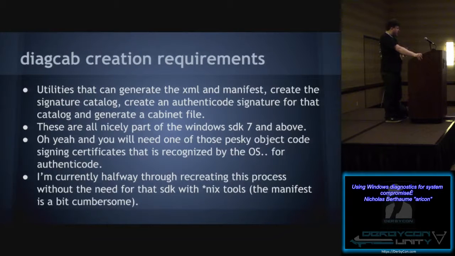You need something to generate the XML, to create the manifest, the code signing manifest, and create the signature catalog. Authenticated signatures are applied to it, of course, because that's Microsoft code signing. It's a nice part of the Windows 7 SDK, which is kind of a pain in the butt to install, but once you figure it out, they actually released a diacab to fix the installer to make sure you can use this, which is funny.